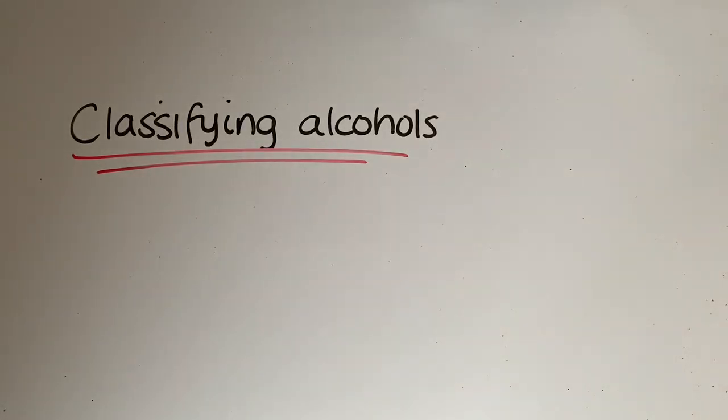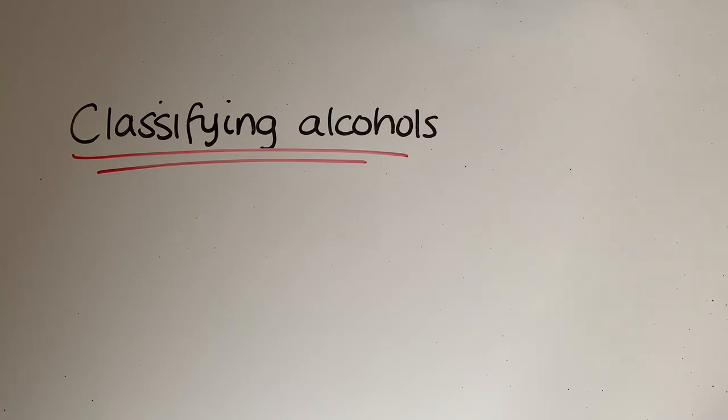Right, we're now going to have a look at how we can classify alcohols. Classifying is something that we've done before when it came to carbocations. We classified carbocations as primary, secondary or tertiary, and that's something we're going to do with our alcohols as well.